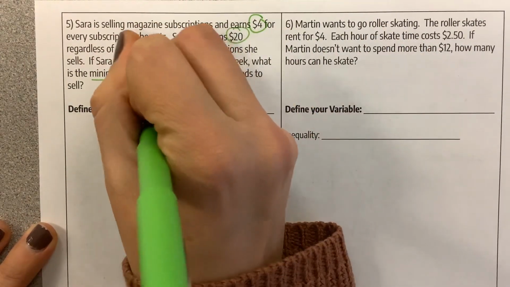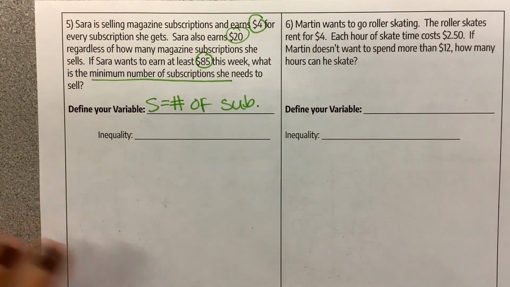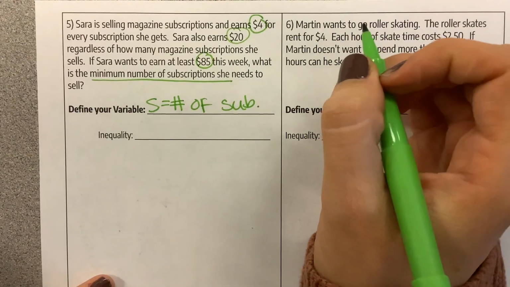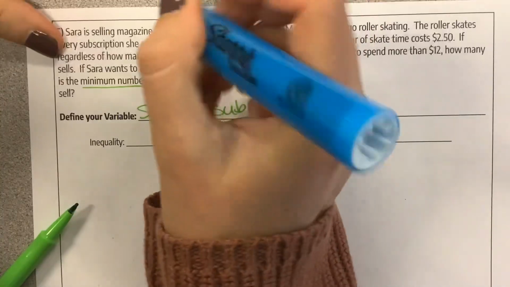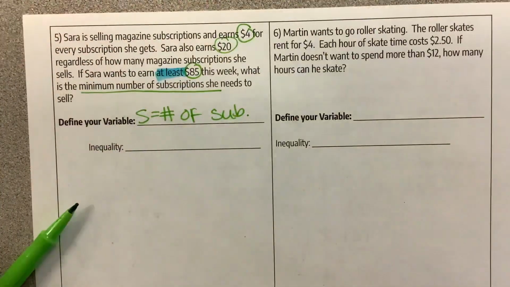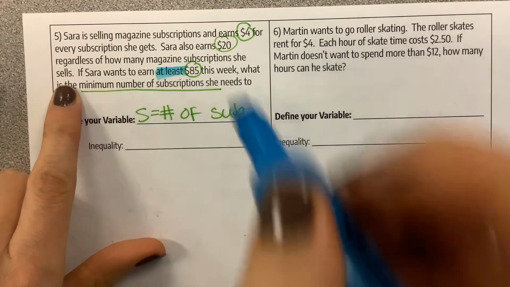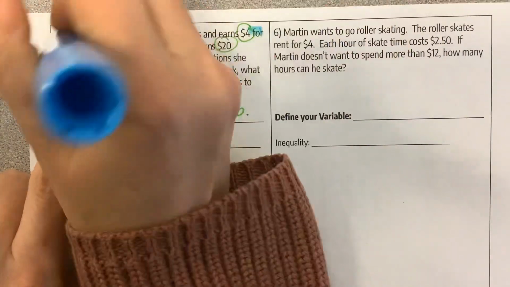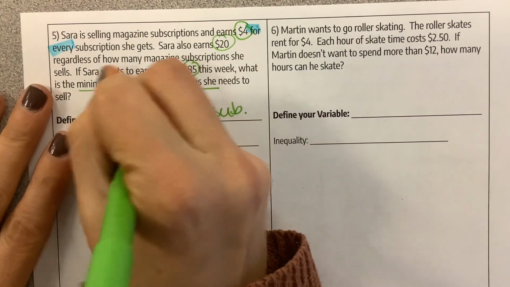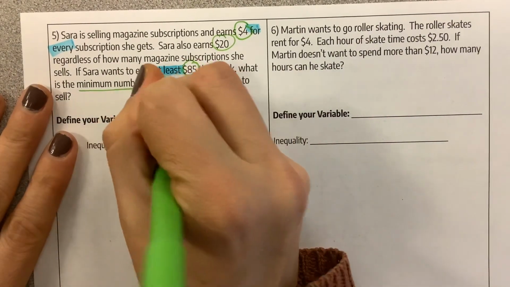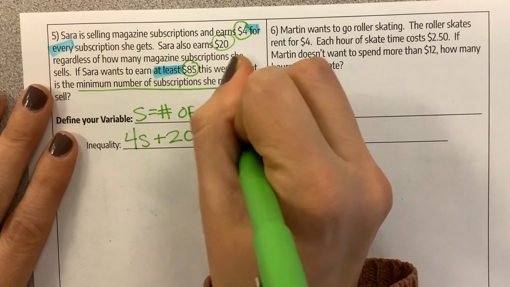So I'm going to say S equals number of subscriptions. For our inequality, we want there to be at least $85. So I'm going to highlight that as being at least $85. She's earning $20 regardless of how much she makes, so that's no matter what. But then it's $4 for every subscription she gets, which is multiplication. So it's $4 per subscription plus the $20 that she gets no matter what. We want it to be at least, so greater than or equal to 85.